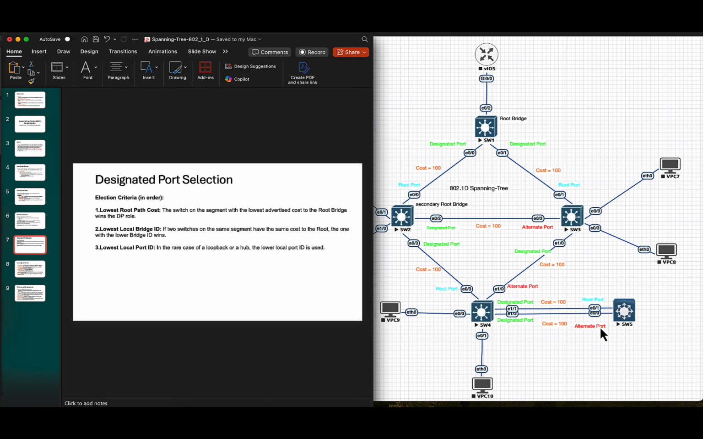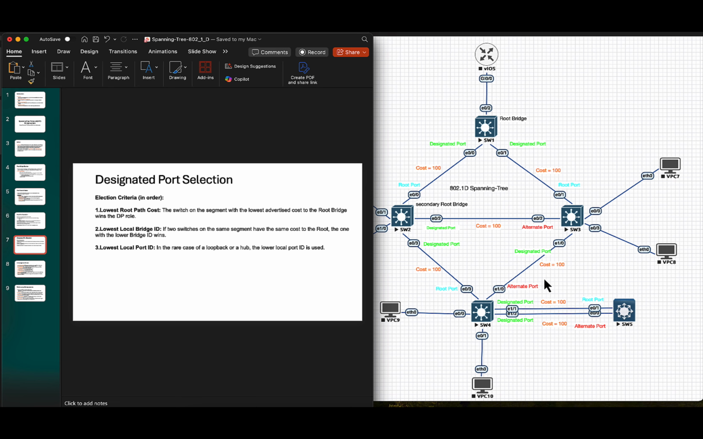On switch 5, let's take a look. It has an alternate port, and then a designated port on switch 4, right? So why does switch 5 lose this link to switch 4? Obviously, it's the same thing. The cost will be a problem in this case as well. The cost from switch 4 to get to the root bridge is 200, lowest. But switch 5 will be 300. So again, the cost will win in this case as well. Switch 4 will be the designated port here, and switch 5 will have to turn this port into the alternate port.